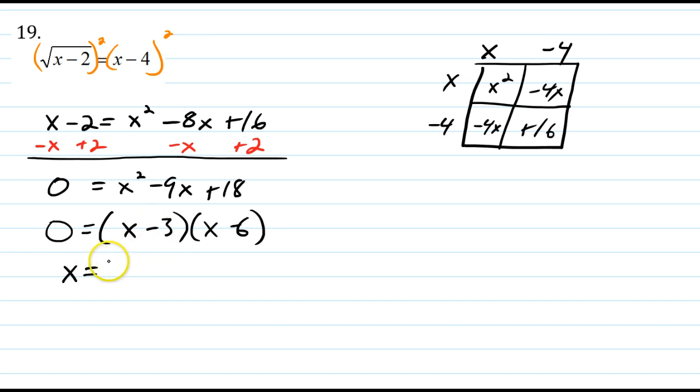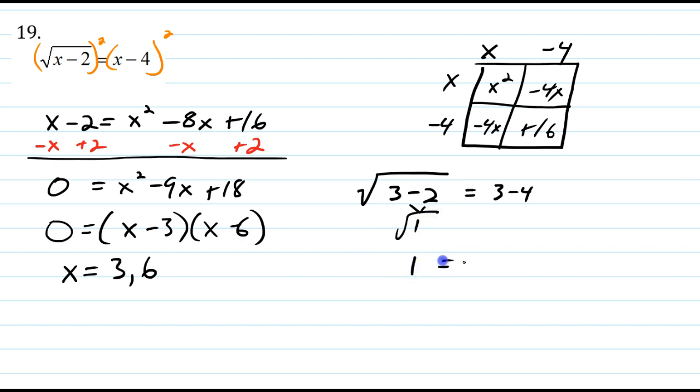So what would make this 0? What would make this 0? And so we think our answer is 3 and 6. So now you can check your answer. So the square root of 3 minus 2, does that equal 3 minus 4? So 1, square root of 1 is 1, which equals negative 1. So 3 is not an answer. So 3 is an extraneous solution.